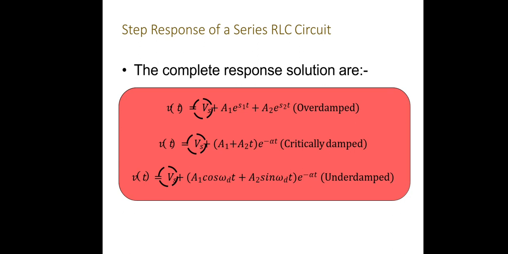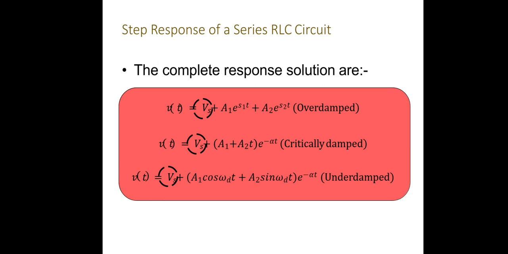The step response of the RLC circuit, the complete response solution, has the three cases we already discussed in the previous sections. Similarly, we take V of t for the overdamped condition as Vs plus A1 e power s1 t plus A2 e power s2 t. That is the transient response, which we already discussed in the previous section.